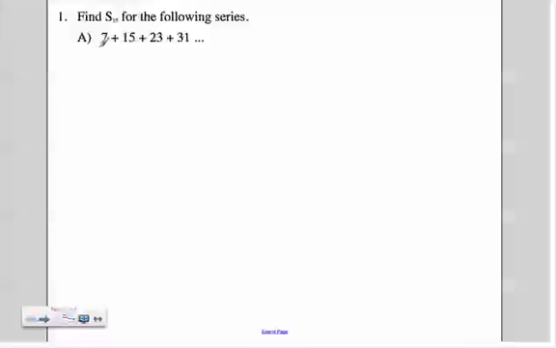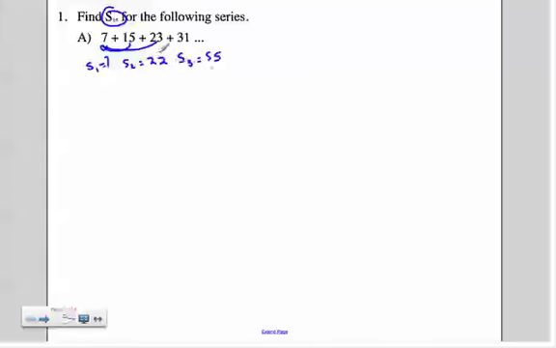In this case, the first sum, or S1, would be 7. S2 would be 22, 7 plus 15. S3 would be 45, 7 plus 15 plus 23, and so on. So when they ask us to find the sum of 15, they don't want term 15, that's why it's not T15. They want to know what the sum, or the addition, of the first 15 terms in this pattern would be.